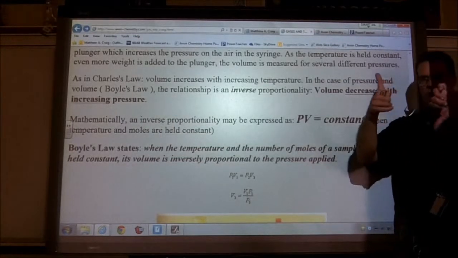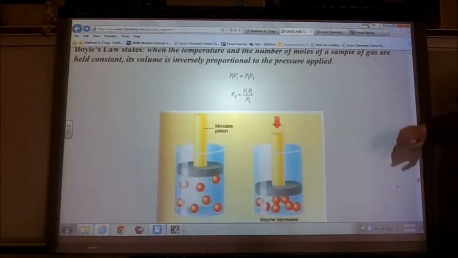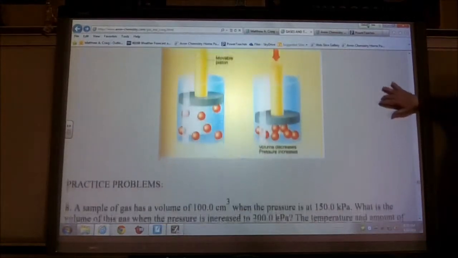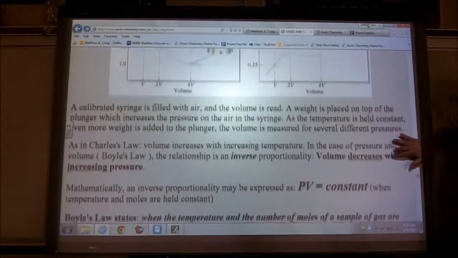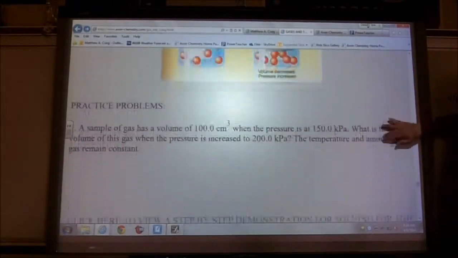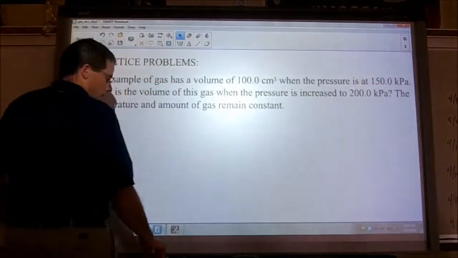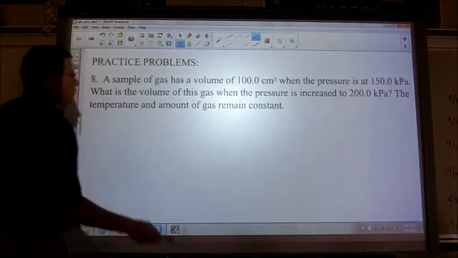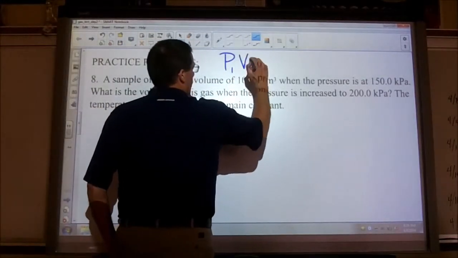And this is just another graphic, not too exciting. Is that all the blanks for that one? Okay, so let's look at these practice problems. And the equation that you'll use for these is just one type of equation.